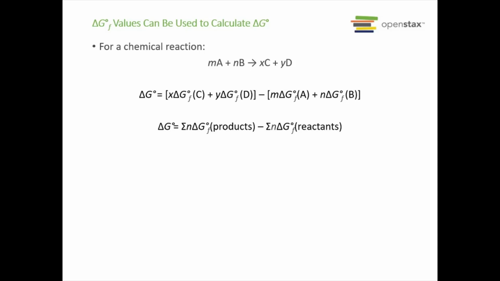We can also use these delta G formation values to calculate delta G standard. So let's say we have this generic reaction, M A plus N B going to X C plus Y D. So your delta G standard is going to be your products minus reactants, so you have your coefficient times the delta G formation for each product minus that for each of your reactants. So it's the sum of the products minus the sum of the reactants, almost exactly like Hess's law way back in chapter 5.